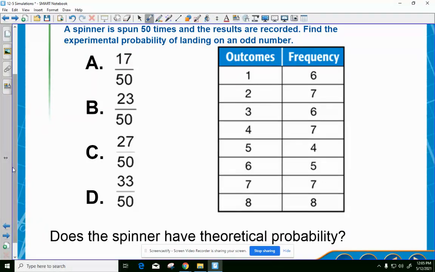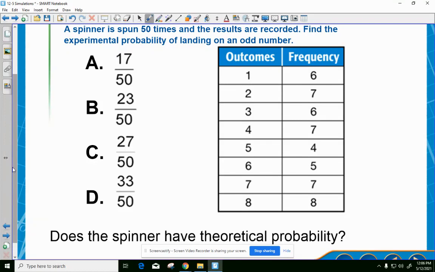The experimental probability of it landing on an odd number. Is it A, B, C, or D? Okay, you got an idea? Oh, I thought you were just stretching. Do you think it's B? Okay. You agree or disagree? You agree?